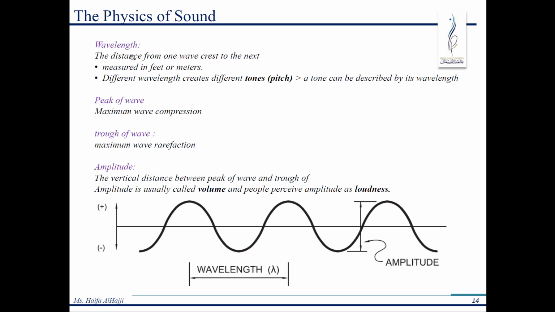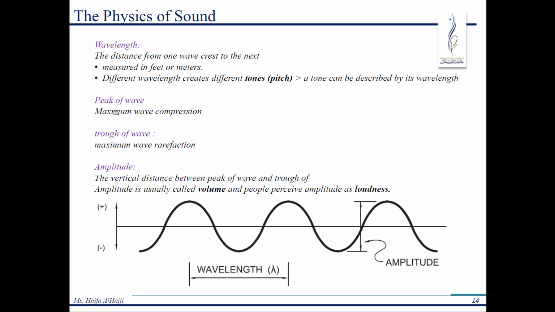Okay, so this is the wavelength. As we can see, wavelength is measured in either meters or feet, and different wavelengths create different tones or different pitch. Now you can characterize a sound by its wavelength, or you can characterize it by its frequency. We will talk about frequency in the next slide.